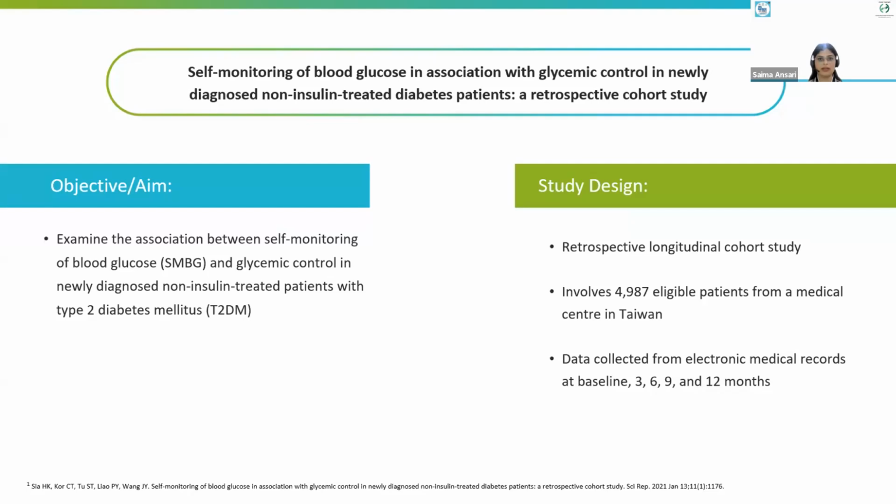Next, self-monitoring of blood glucose and its association with glycemic control in newly diagnosed non-insulin-treated diabetes patients. It was a retrospective cohort study, and it examined the association between SMBG and glycemic control in newly diagnosed non-insulin-treated patients with type 2 diabetes. It was a retrospective longitudinal study involving almost 4,900 eligible patients from a medical center in Taiwan. The data collected were electronic medical records at baseline, 3 to 6, and 9 to 12 months.